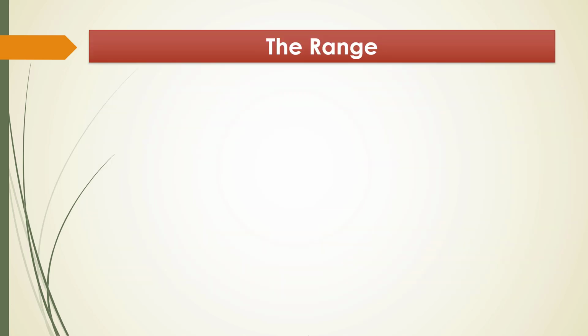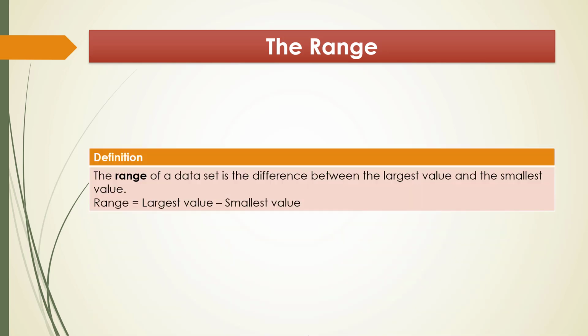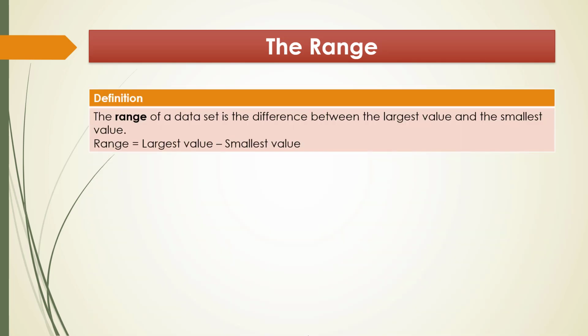So first, let's start off with the range. The definition of the range is very simple. The range of a dataset is the difference between the largest value and the smallest value. The range is computed as the largest value minus the smallest value.